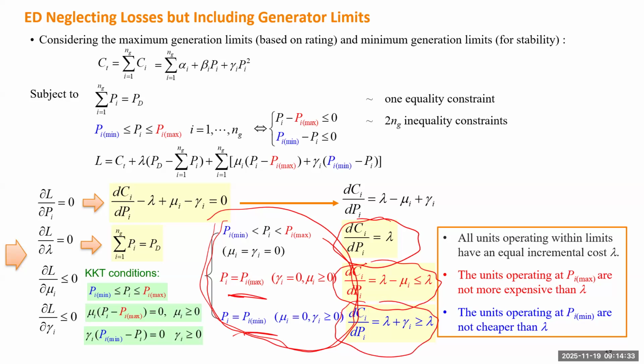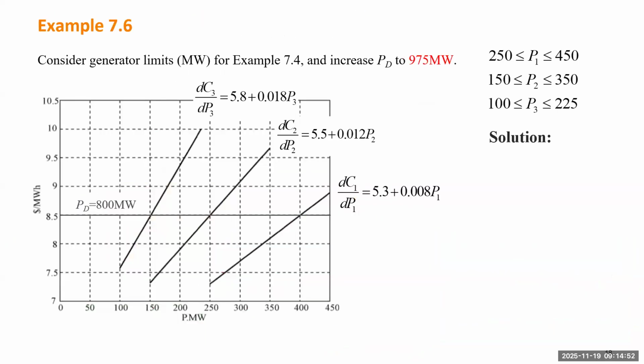If one generator operates at a lower limit, this generator must be more expensive than the others. That's why we try to minimize its output. So that's basically what we learned from these slides. When we want to solve such a problem, if the dimension is not very high, we can just take the same approach.